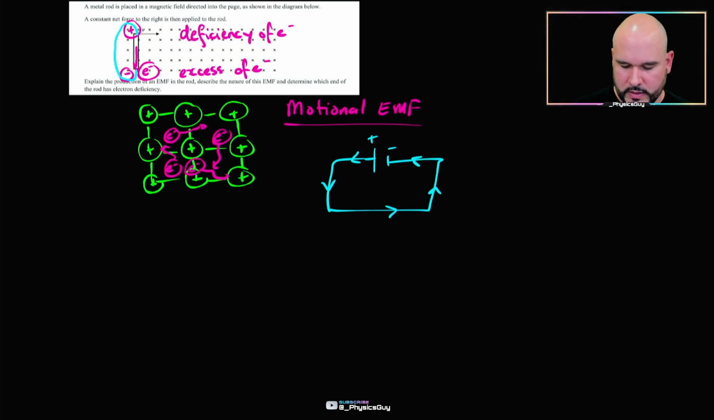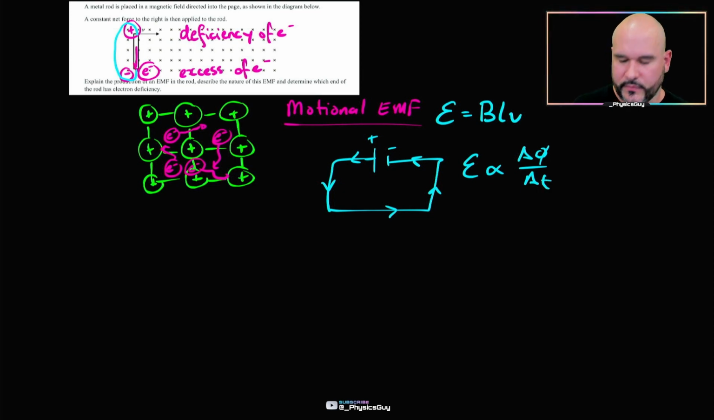So motional EMF, let's see if we can do this real quick. Motional EMF is actually given by the formula E equals BLV, where B is the strength of the external magnetic field, L is the length of the conductor that's in the field, and V is the speed at which the rod is actually moving. This is really just a form of Faraday's law as we know it. EMF is proportional to delta phi over delta t.